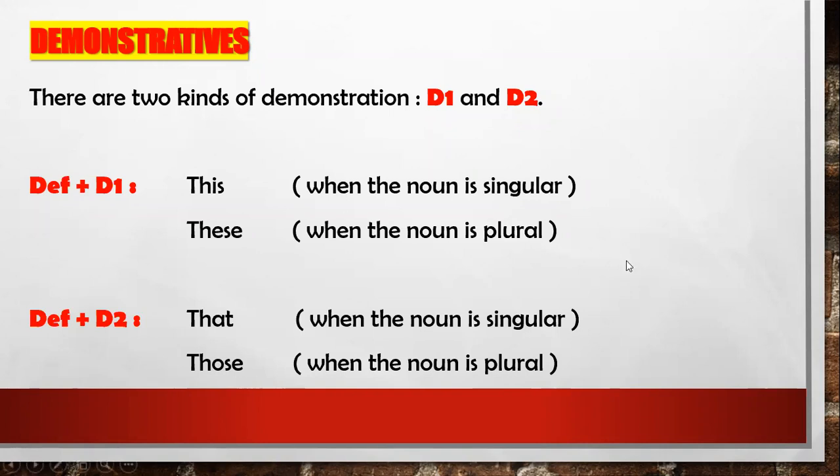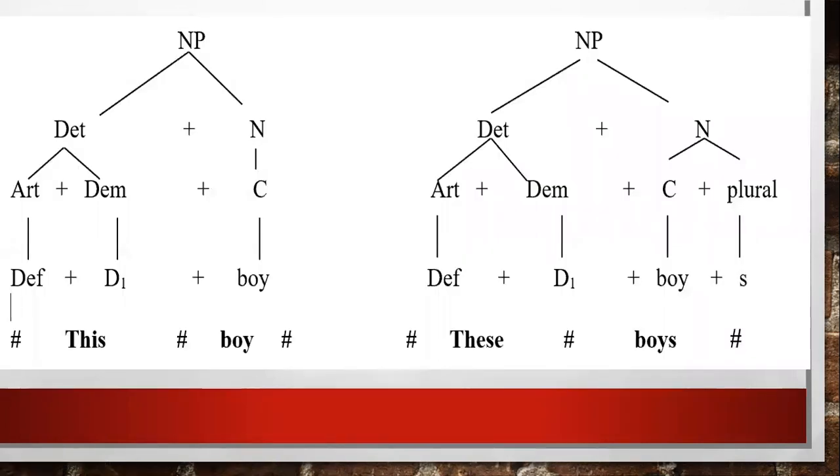Now, let's see here another tree. Noun phrase, we have a determiner, we have an article plus a demonstrative. We have this article as a definite. Remember that we call this a definite because we're determining, we're specifying who or which or what we're talking about. So we have this boy, you're talking about this boy, not any other boy, right? That's why we call this definite. We are using the definite, but we are using also the demonstration. This is a demonstration. Definite D1, so this. And then you have the noun, countable, and the word is boy.